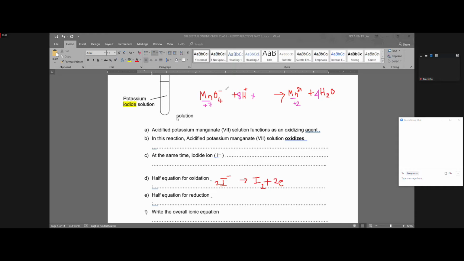So let's work out the total charge. I'm going to remove this and this. Okay, let's try it now. Ready?